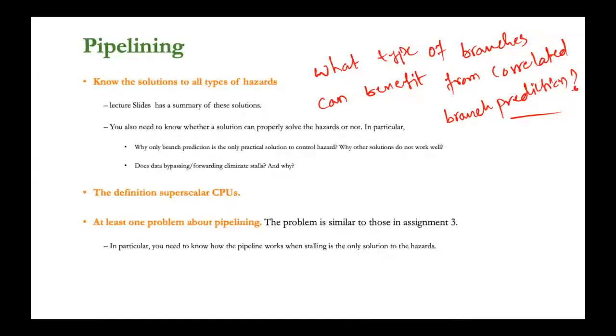Okay, if else statements, loops, function calls, switch case, unconditional jumps, error checks. The expected answer for this kind of question is simply in the question itself. What type of branches can benefit from correlated branch prediction? That means the branches whose outcomes are related to other branches. Related branches. Yes, Juliet, you are correct.